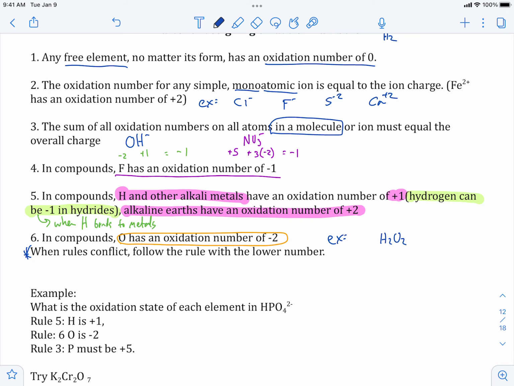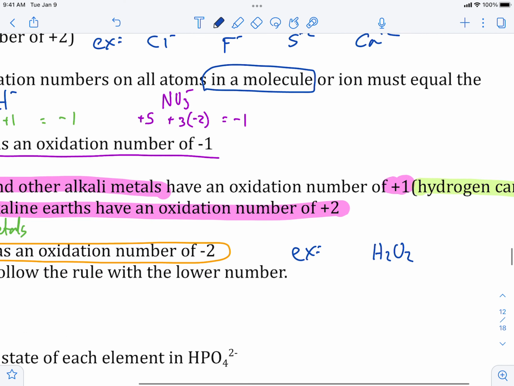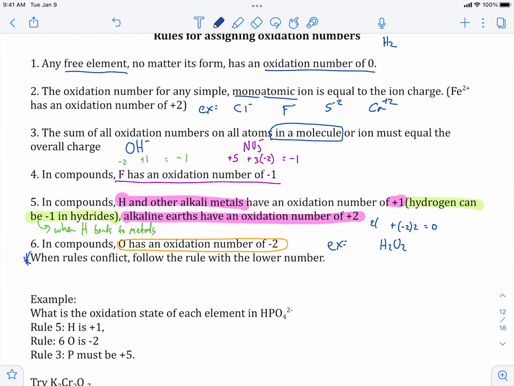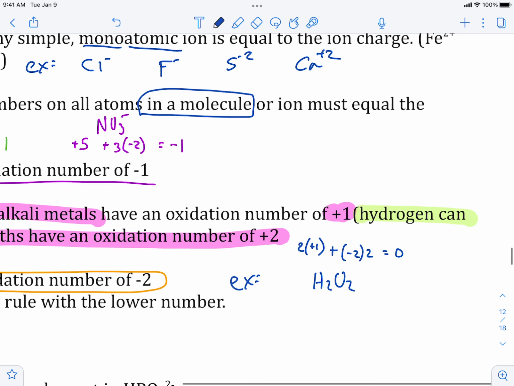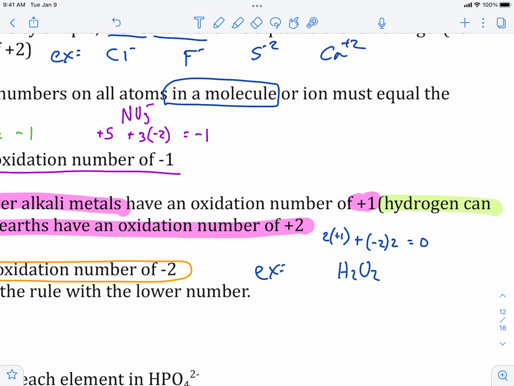This is hydrogen peroxide, H2O2. So if I said, let's assign oxidation numbers to these elements, rule 5 says that each oxygen is -2, and there's 2 of them. I'm sorry, that's rule 6. I said it backwards. Rule 6 says oxygen is -2. Rule 5 says hydrogen is +1. But if you look at this math, this does not compute. 2 minus 4 does not equal 0.